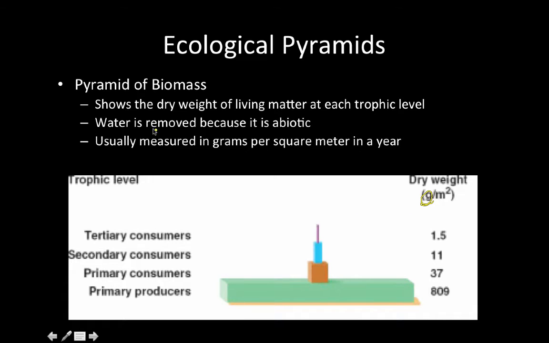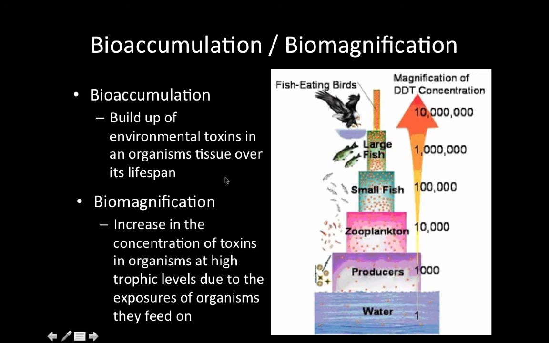That's the dry weight. Water's removed because it's abiotic, it's not living. We only want living matter. Right? How much living matter is at each trophic level? That's what they're looking for with pyramid of biomass. Usually it's similar to pyramid of energy in shape and size.